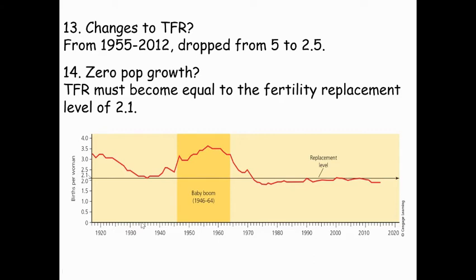Zero population growth. The idea is that the total fertility rate must become equal to the fertility replacement level of 2.1. So, because we're still at 2.5, we are not at zero population growth. Until we can get that number from 2.5 down to 2.1, the population will continue to expand. I'm moving ahead in 5, 4, 3, 2, and 1.